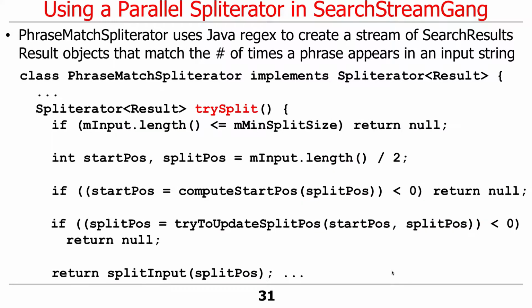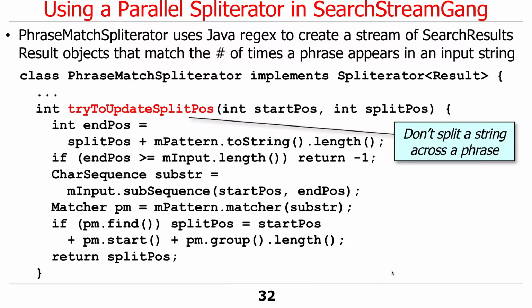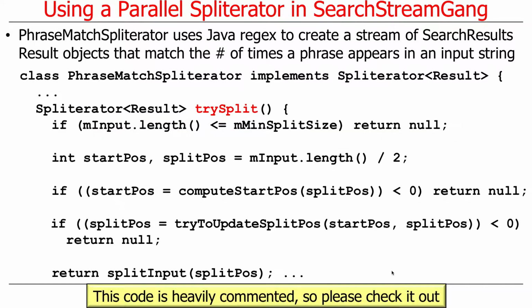Well, let me show you what I ended up doing. It turned out to be very subtle, but pretty cool. So here's the high-level view of try split. If you want to read the code, it's very heavily commented. I'm not going to give you all the comments here because they don't fit on the slide. So try split is going to check to see if the length of the input is less than the split size, and if so, we're done.